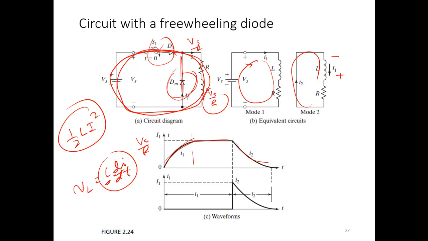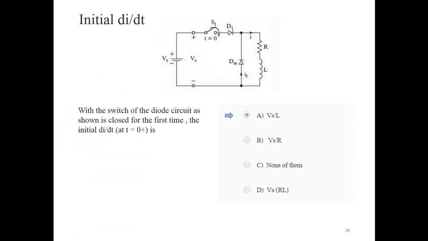You are taking 10 amps to zero, and right away, you are going from 10 amps to zero in almost zero time. The di/dt will be infinite. Infinite voltage is going to destroy all the semiconductor devices. But energy has to go someplace. You cannot destroy the energy.